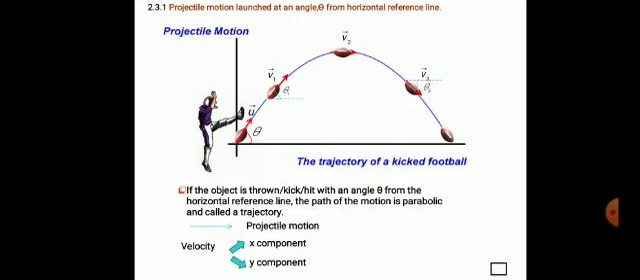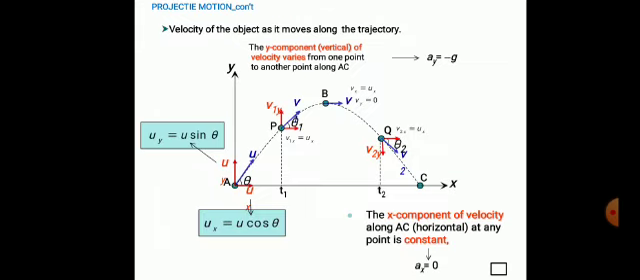So the object that is kicked or hit or thrown at an angle will show a parabolic path. So this is the trajectory taken by the football. We can focus on the components of velocities on each of the 5 points given. The first point is point A. So what happened at point A?